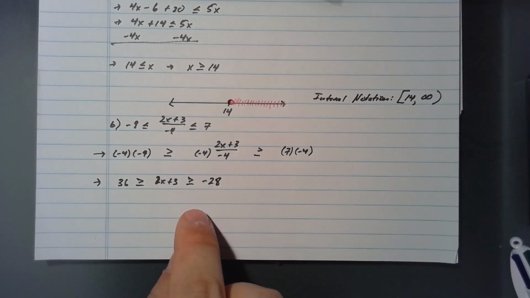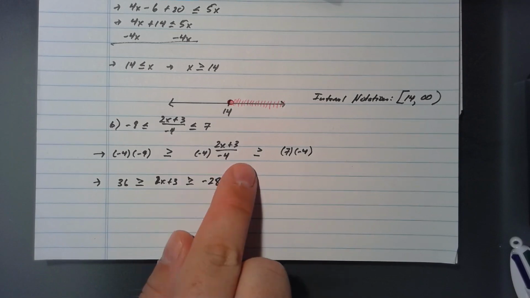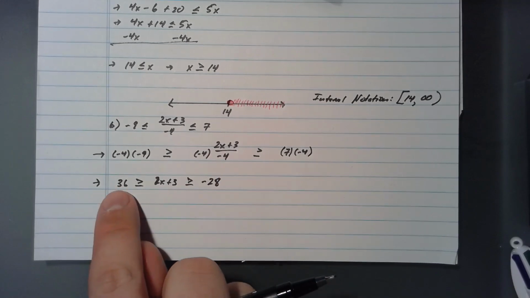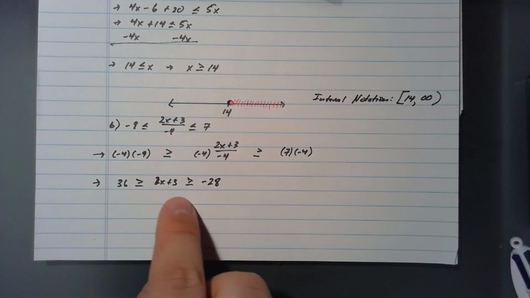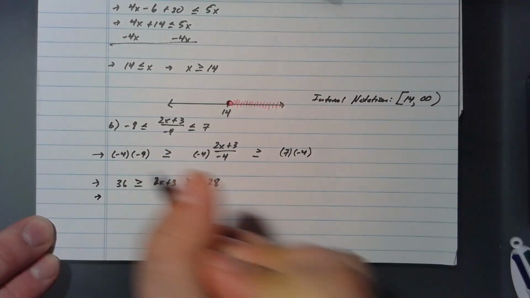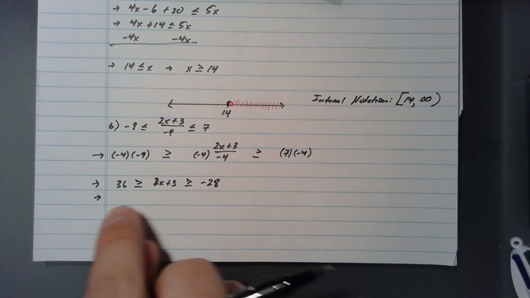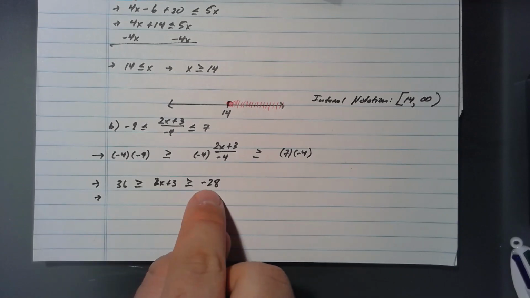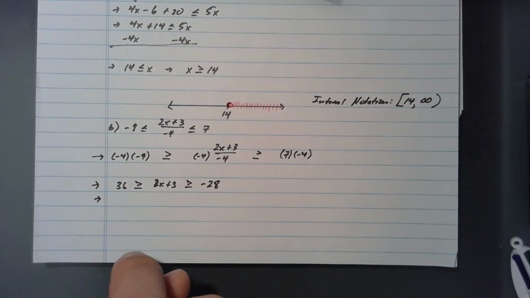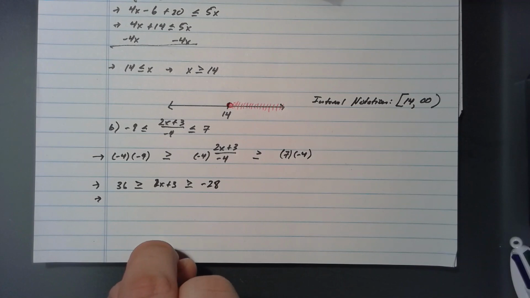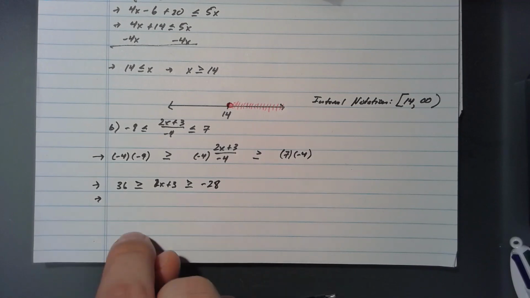Now that we flipped the inequalities, this inequality is written in the incorrect order. There's nothing wrong with the inequality. It's just written in the incorrect order, because traditionally we write an inequality from least to greatest. So -28 is the smallest value, but that's on the right. 36 is on the left. That's the greatest value. So I want to reverse this inequality. I want to write it from left to right. I want to reverse the inequality's order here.